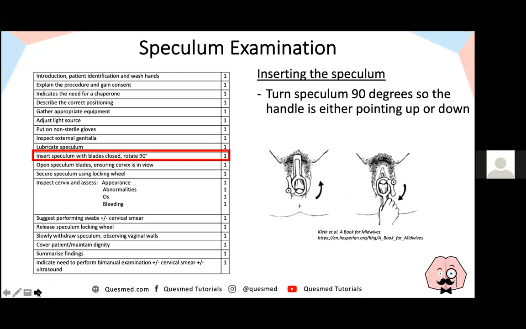Now you can have the handle either facing up or facing down, it's entirely up to you. Sometimes if you're on a flat bed, there's not quite enough space to have the handle facing down towards the bum, so you might have to have it facing up towards the top, but that's really personal preference and you shouldn't be marked down for either way.